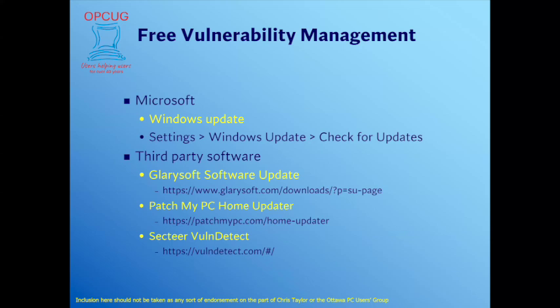For all the other software that's installed on your computer, there are things like Larrysoft Software Update, Patch My PC Home Updater, and Secdir Vulndetect. The first two are actually update managers as opposed to vulnerability managers. Secdir Vulndetect is the only free vulnerability detector that I know of right now, specifically looks for vulnerabilities for which a patch is available so that you can keep your software up to date.